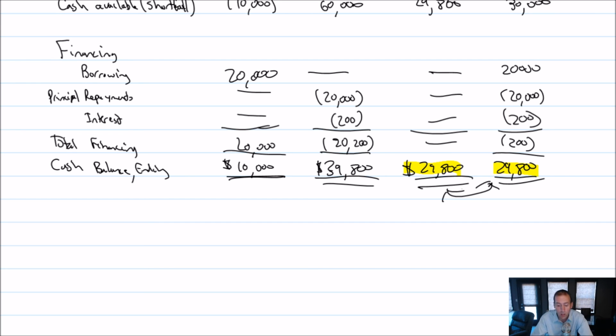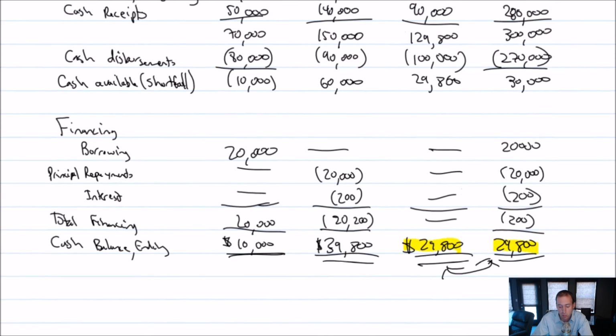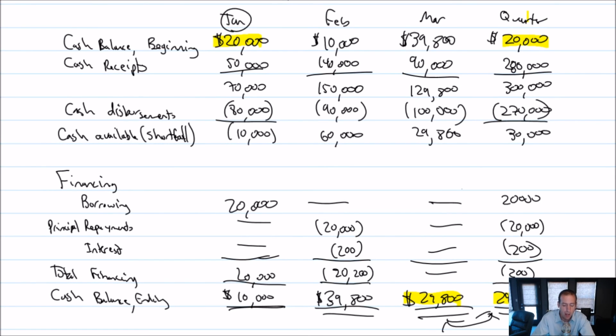So at this point, we have prepared a good cash budget. We've demonstrated how borrowing might work for this company. Again, it's not perfectly a realistic problem, but it's a pretty reasonable problem for you to have to tackle.